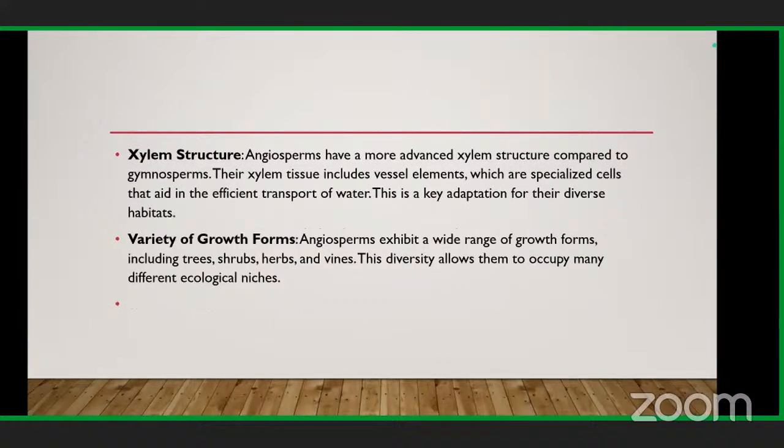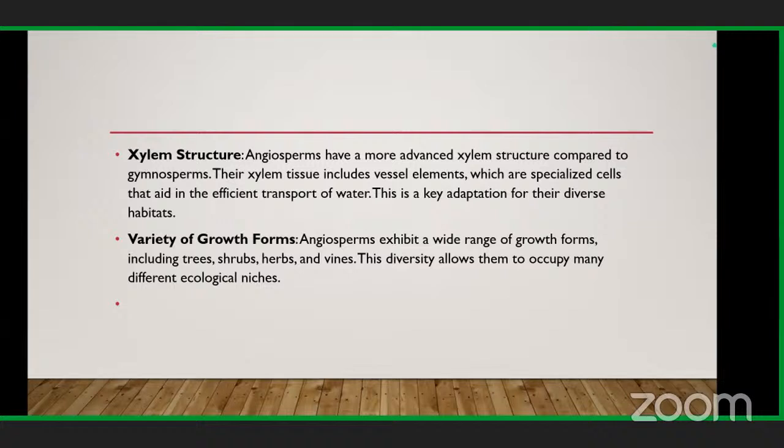Next is xylem structure. Angiosperms have a more advanced xylem structure compared to gymnosperms. So gymnosperms also have xylem structure, but in angiosperms it is more advanced, because it is the most advanced plant group. The xylem tissue includes vessel elements, which are specialized cells that aid in the efficient transport of water. This is a key adaptation for their diverse habitats.